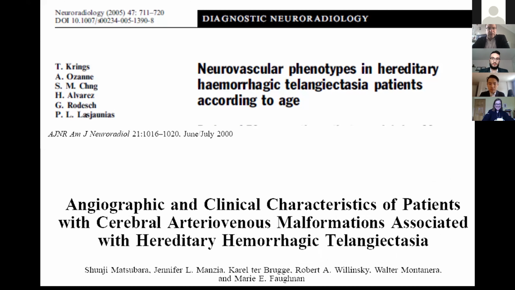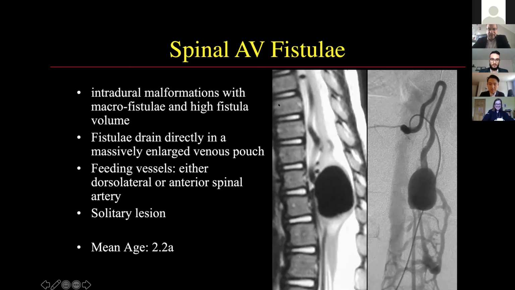We looked all the way back in 2005, when I was still in Paris, at the different neurovascular phenotypes of HHT and related them to the patient's age. And we found 4 different phenotypes. The 4 different phenotypes depend on the patient's age.